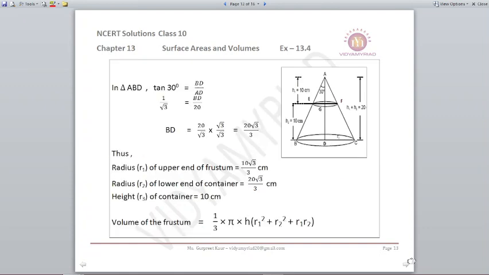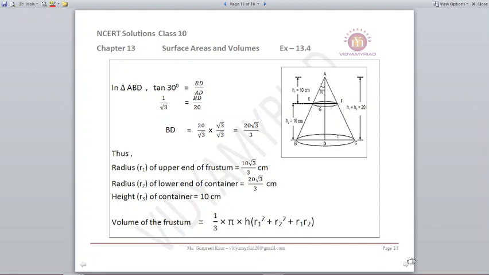Same way we can find out the lower radius also. If I take the triangle ABD, again tan 30 will be equal to BD upon AD. Tan 30 is 1 upon root 3, BD we have to find out, and AD given to us is 20. So BD is 20 upon root 3. We will rationalize, and we will get 20 root 3 upon 3. Now we have both the radii with us. We have the height with us.